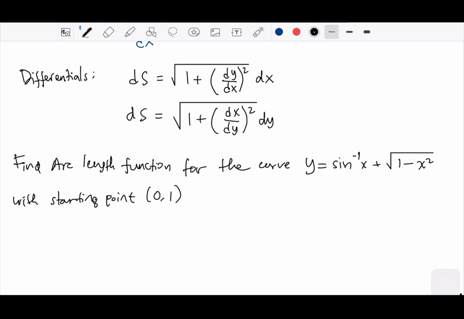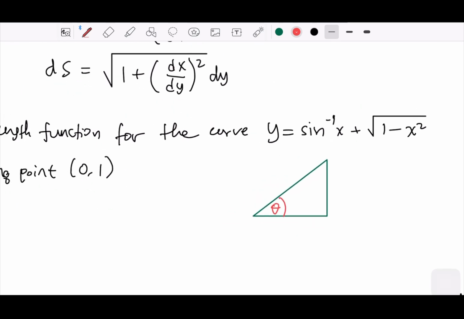But if not, what will you do? If you don't remember the derivative of sine inverse x? Yeah, the triangle. Sometimes I also forget how to use this. So let the angle be theta. If we take y equals sine inverse x, then x is sine y, so let's say y is the angle. The sine is x over 1.